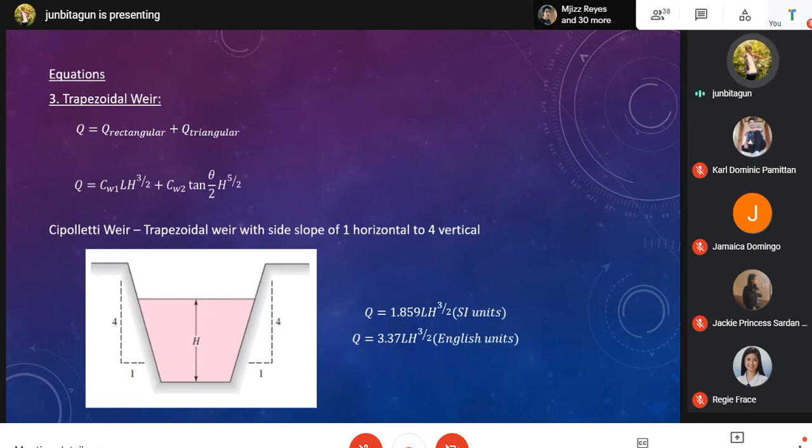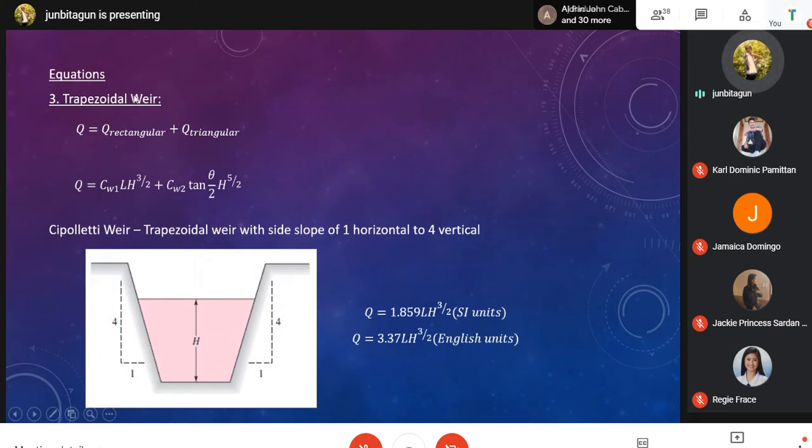You just combine the Q for rectangular and the Q for triangular. So, yun ang kita nyo yung equation sa taas. Yan na yung equation niya. So, yung CW1, yan yung weir coefficient para sa rectangular. And ito is CW2, weir coefficient para sa triangular. Take note, magkaiba sila. Kaya nilagay kong 1 at 2 yan.